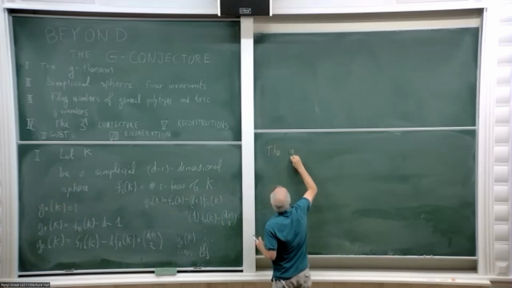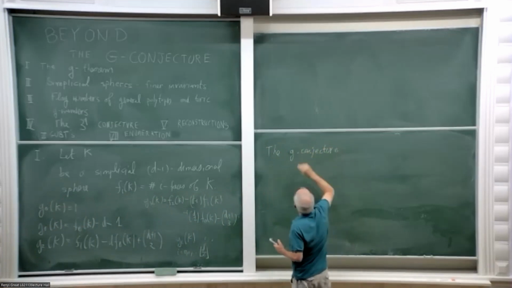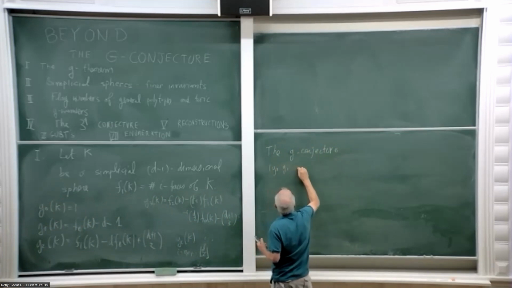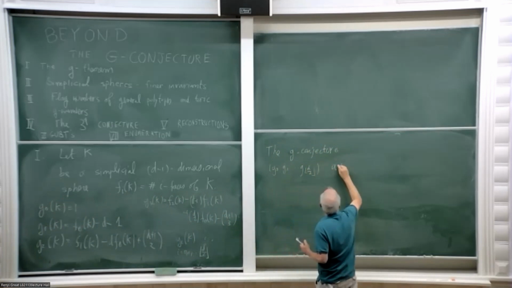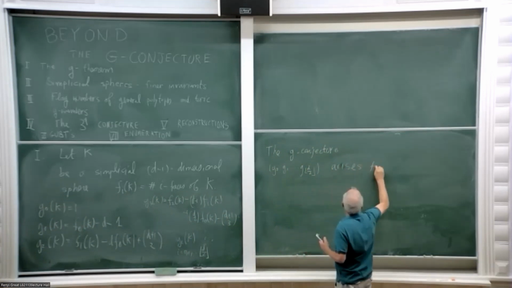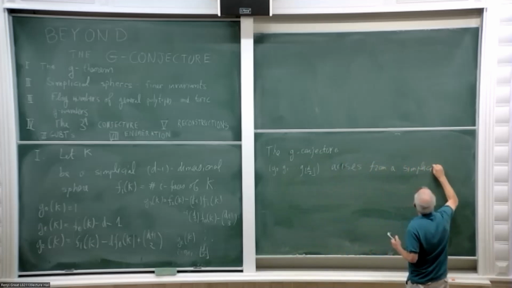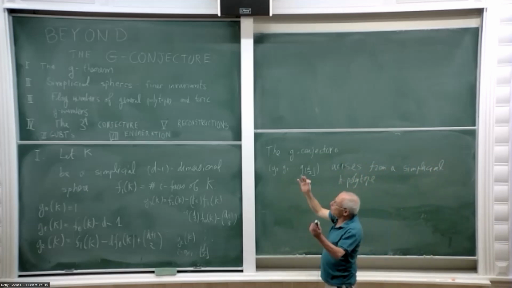The G conjecture says that g_0, g_1 up to g_{d/2} arises from a simplicial d-polytope. So a simplicial d-polytope defines, by its boundary, a simplicial (d-1)-dimensional sphere.